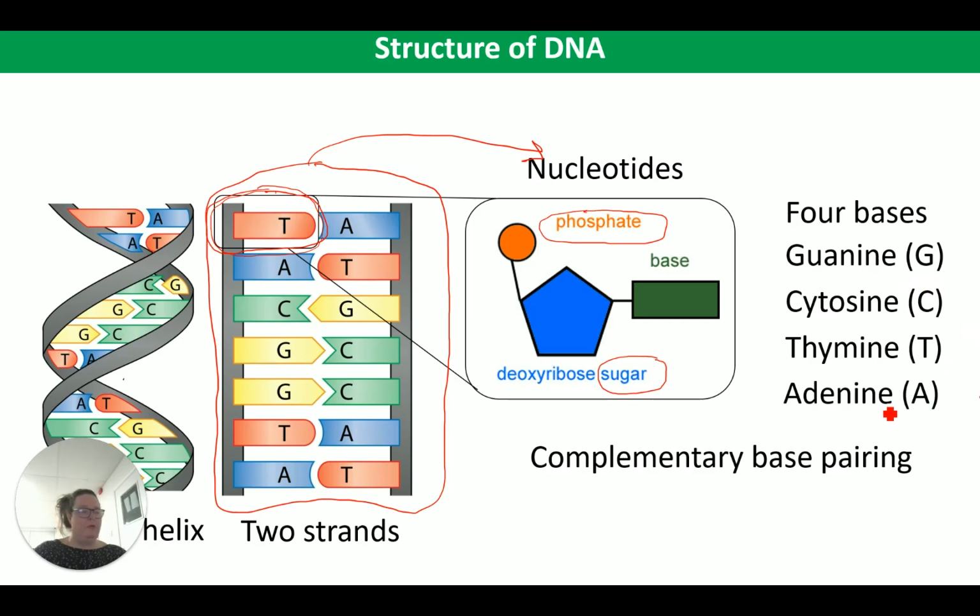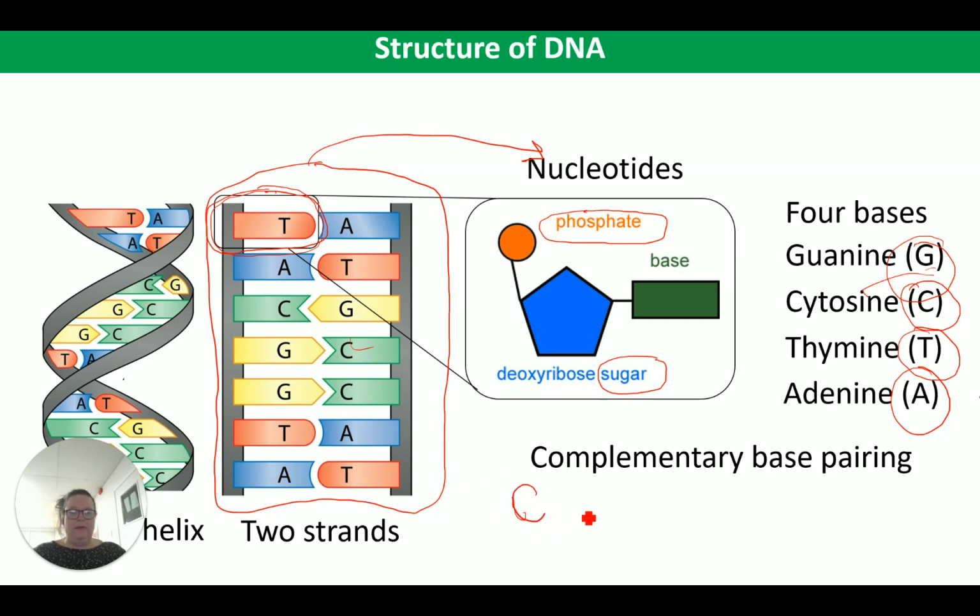So what have we got? We've got G, C, T, and A. So you don't need to remember the long names, as long as you know the bases are G, C, T, and A. And they pair together. So if you have a look down this ladder here in the middle, we've got T joining with A and C joining with G. They always join with the same thing.